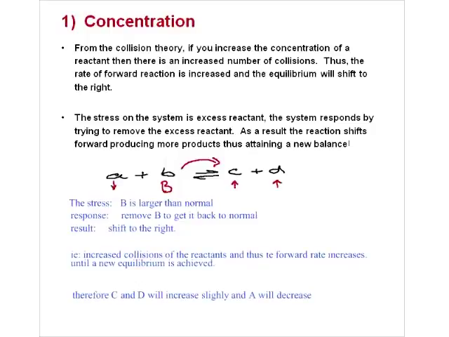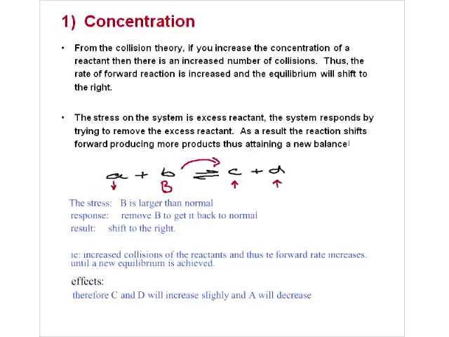The collision theory would say, all right, we've increased the amount of B, so we made more collisions between A and B, so that means the forward reaction is going to be faster because there's going to be more collisions between A and B than there are between C and D. And that's what the collision theory is saying. And it's going to do that until it reduces the amount of collisions between A and B, trying to get those collisions back to normal. And the consequences, of course, is that C and D will increase slightly and A will decrease. So these are the consequences or the effects of achieving the new balance.